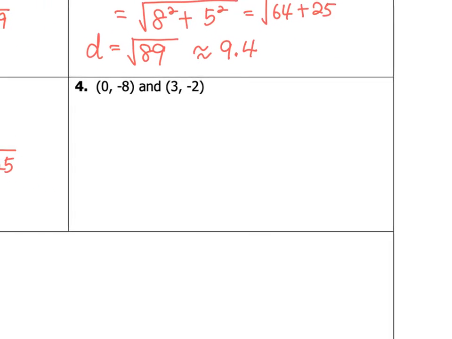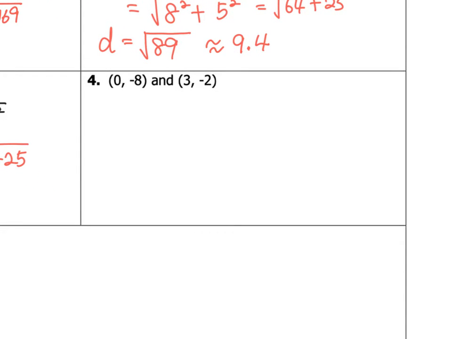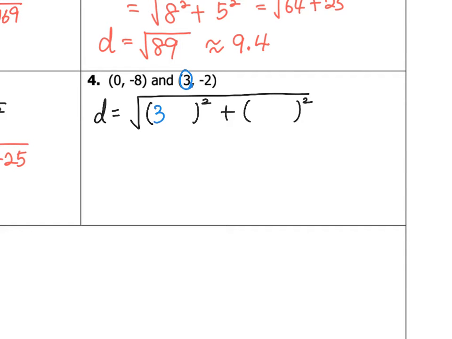Let's move on to number 4. Number 4, I'm going to skip the first step. Once you get used to it, maybe you can skip a step or steps. So that is a square plus a square. So the first number, x2 is 3, x1 is 0, so 3 minus 0. x2 is -2, and x1 is -8. So -2 minus -8. So negative becomes positive.